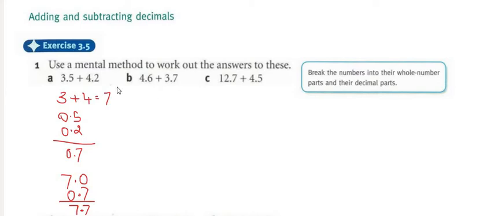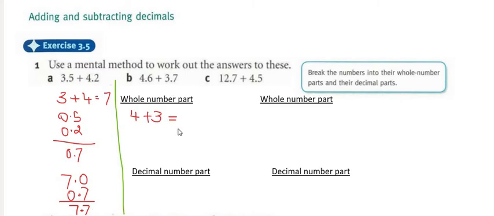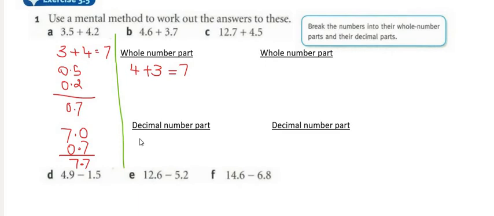Now for question B, in the same way we separate the whole number part. The whole number part is 4 plus 3, which is 7, and we take the decimal part, that is 0.6 plus 0.7. So 6 plus 7 is 13, so with the decimal we have 1.3.